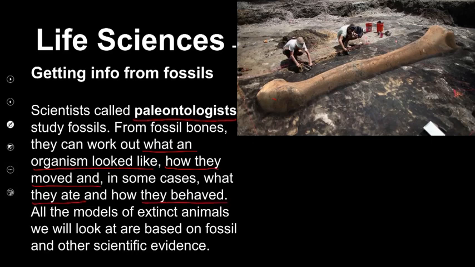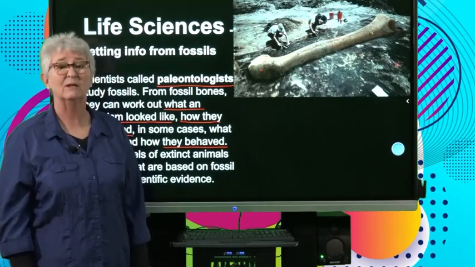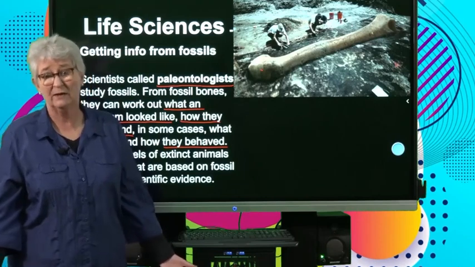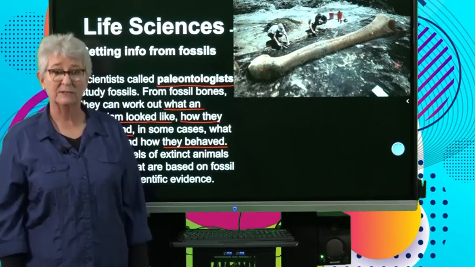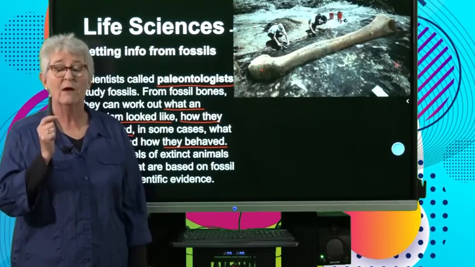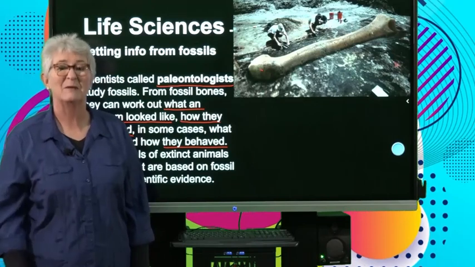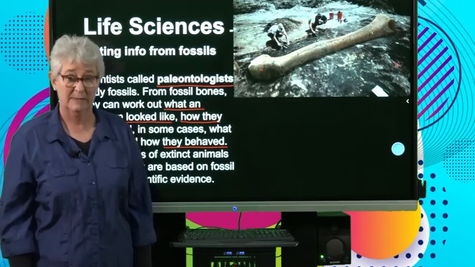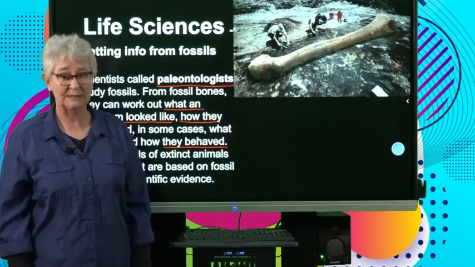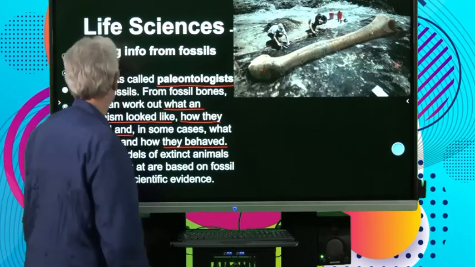And all the models of extinct animals that we look at, of course, because they're extinct, they don't exist today. So how do scientists know what they look like? They know from looking at the fossil and working out what the animal must have looked like. So all the pictures you see are derived from fossil evidence.